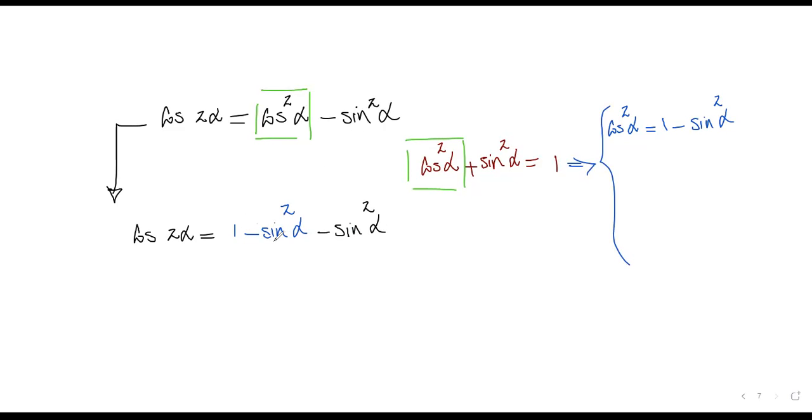I have minus sine squared of alpha minus sine squared of alpha, which becomes how much? Minus 2 of that. Then as a result, you see that this can be written like that: cosine of 2 alpha is equal to 1 minus 2 times sine squared of alpha. I use that identity. That's a very important identity.